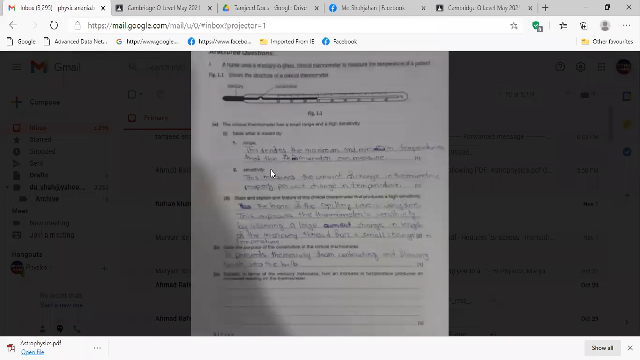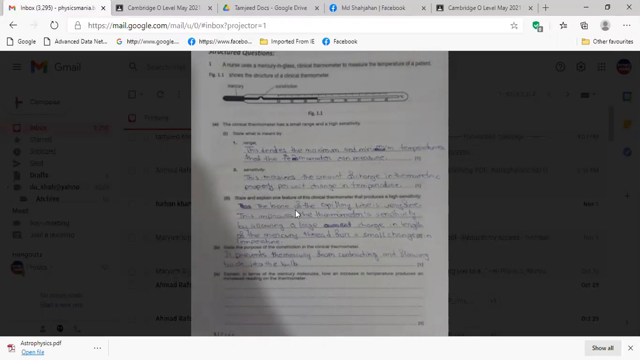Okay, look here. You wrote this. What you wrote? Can you read? This denotes the minimum and maximum temperature that the thermometer can measure. Yes, correct. Then next, this measures the amount of change in thermometric property per unit change in temperature. Okay, no problem. It is also accepted.